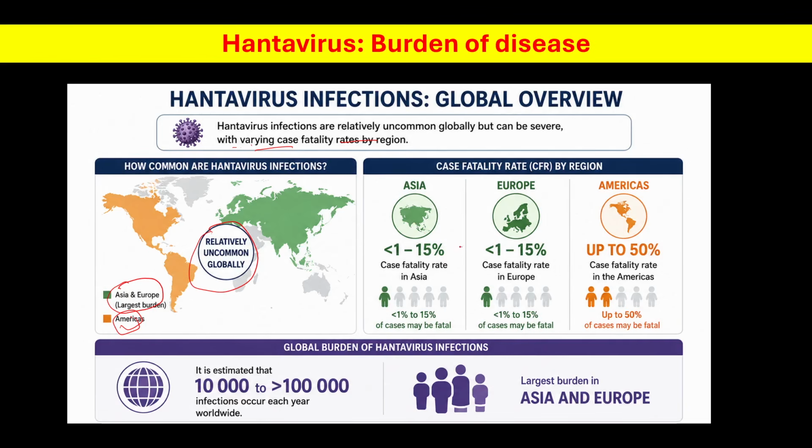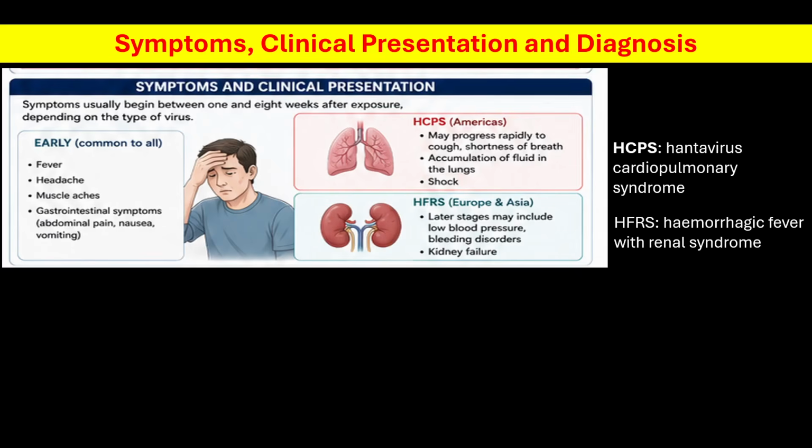In Asia, the case fatality rates are between 1 to 15%, whereas in Europe, also 1 to 15%. But in the Americas, the case fatality rates are up to 50%. And in the Americas, this is specifically due to the Andes form of hantavirus. So global hantavirus infection is around 10,000 to 100,000 infections every year, and the largest burden is in Asia and Europe.